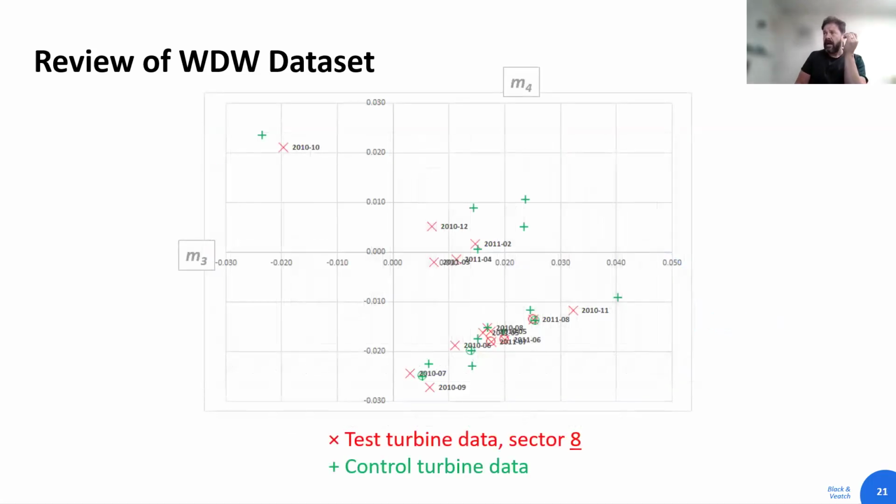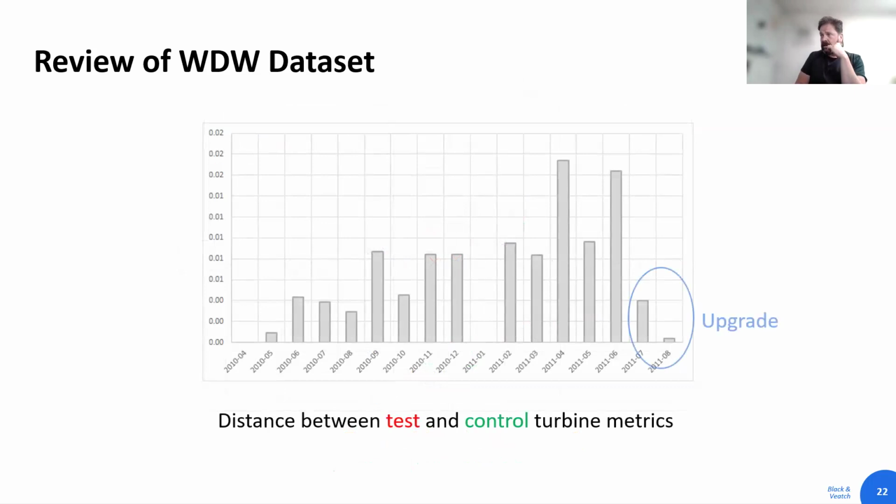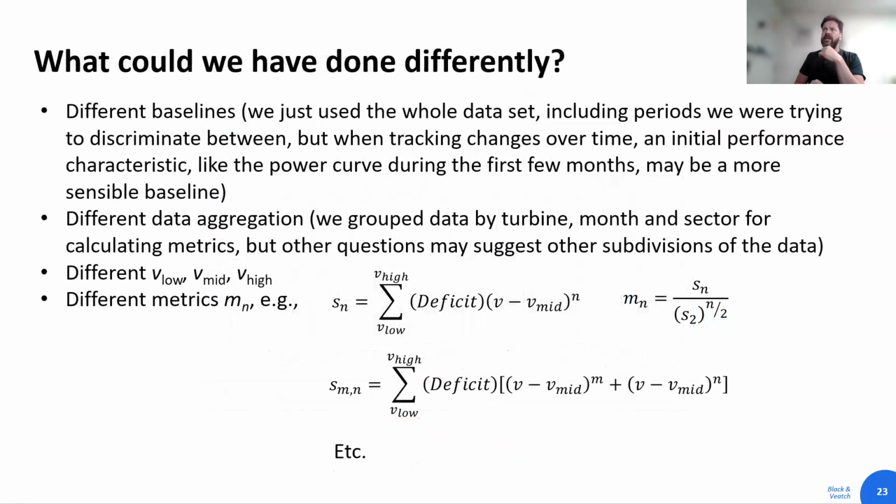And then just to illustrate that you can use all sorts of metrics here, this is M4 against M3. And again, a similar picture using those metrics. So really, that concludes my presentation of response deficit analysis.